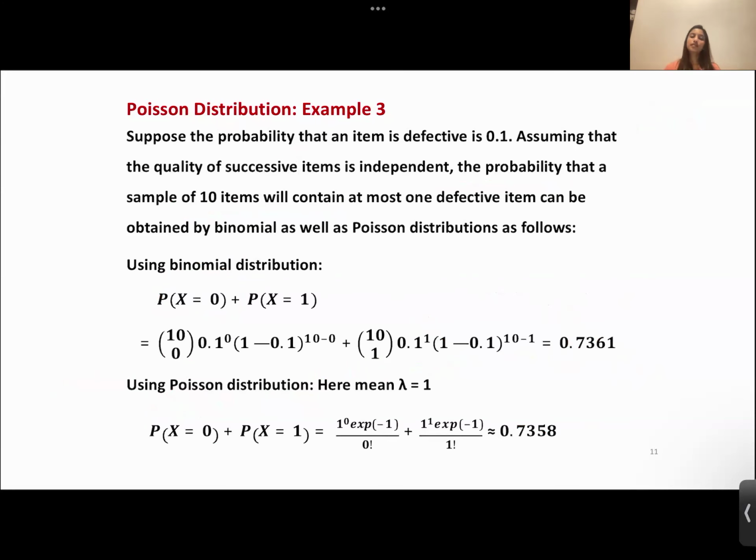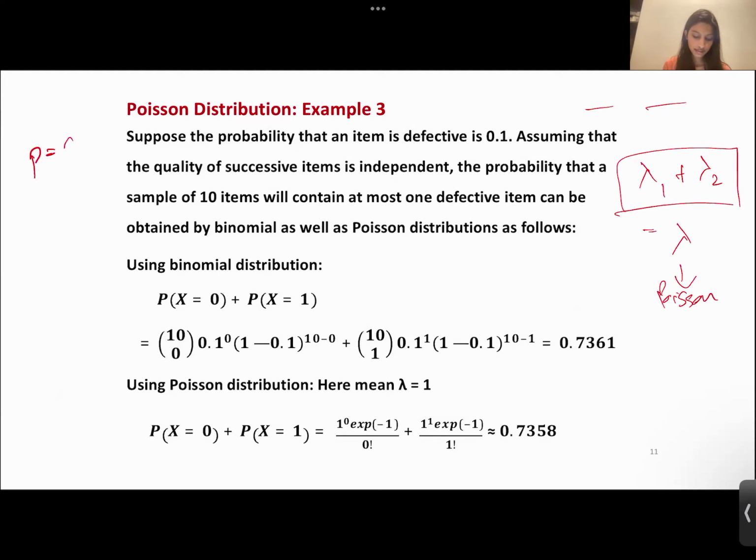Also, the Poisson distribution has an additive property. When you add two Poisson distributions, lambda 1 plus lambda 2, the summation of these two will also follow a Poisson distribution. Let's look at an example. Suppose the probability that an item is defective is 0.1. Assuming that the quality of successive items is independent, we know that all these trials are independent.